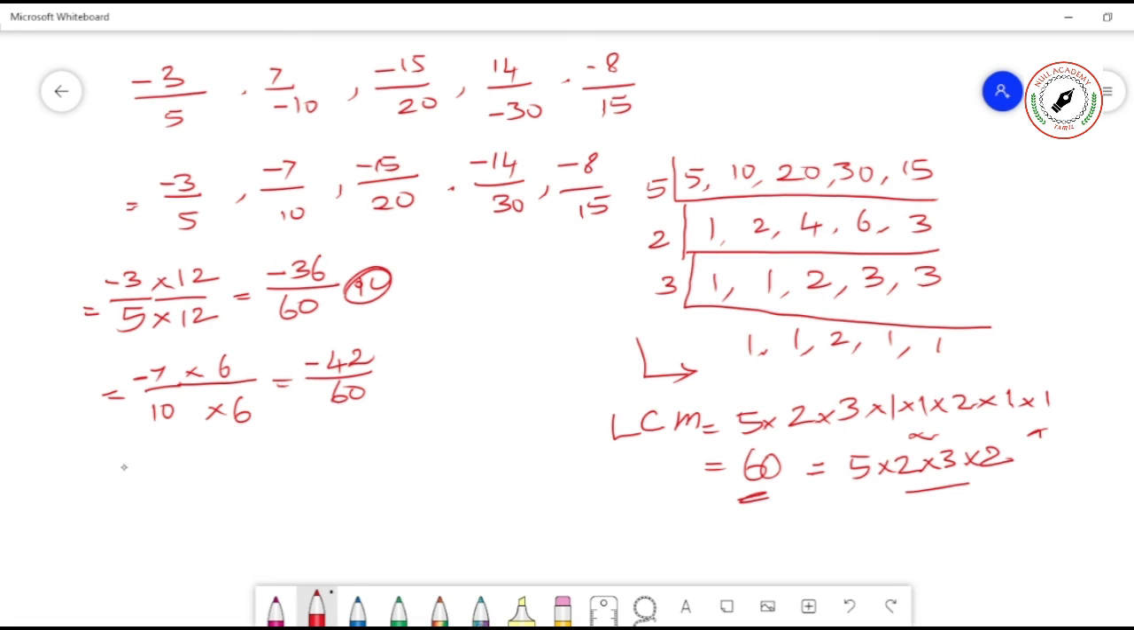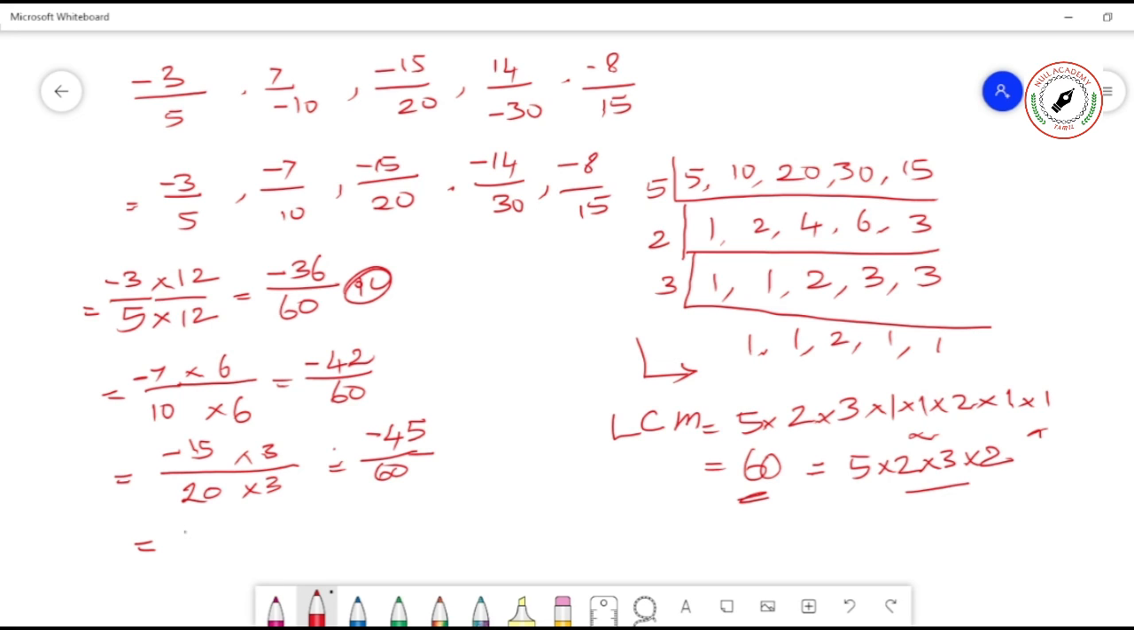What is the next one? You see, minus 15 divided by 20. How much do you need? 60. 20 into 3, 20 3s are 60. Similarly, the numerator 15 times 3 is 45. This is the third one.